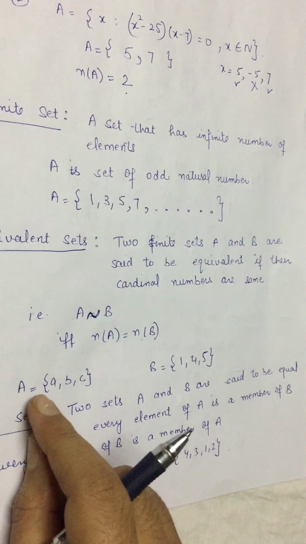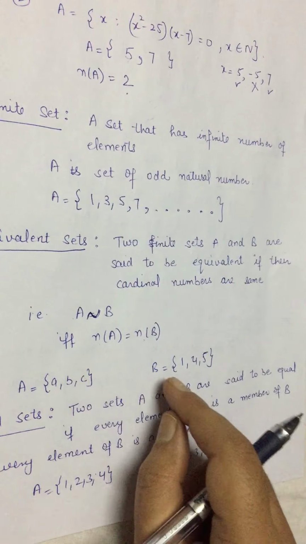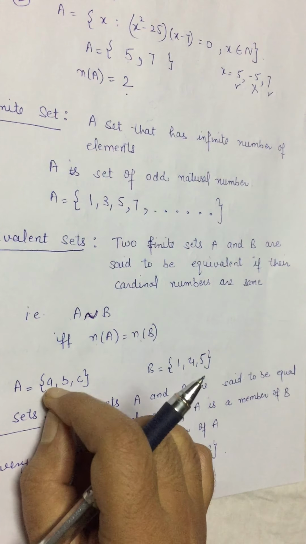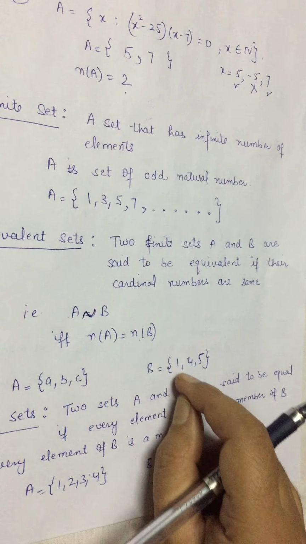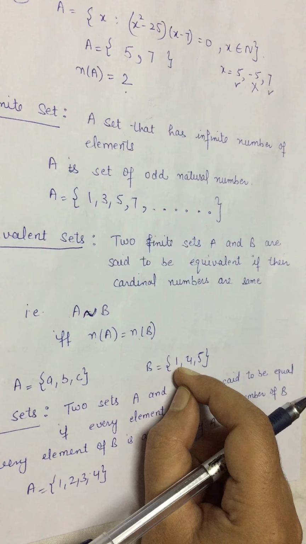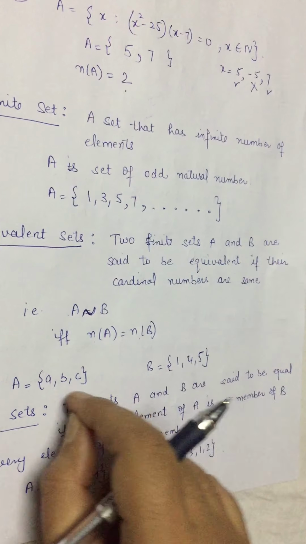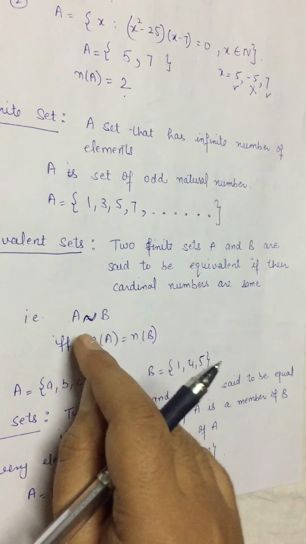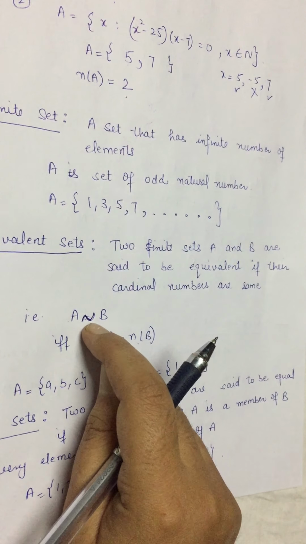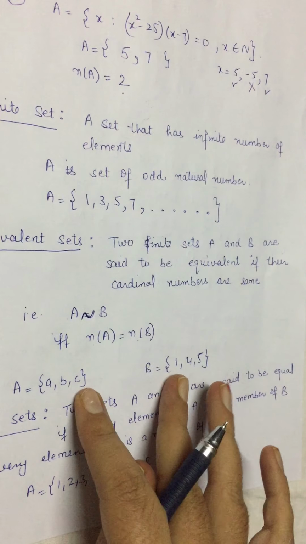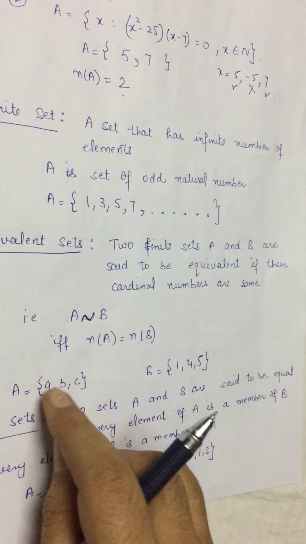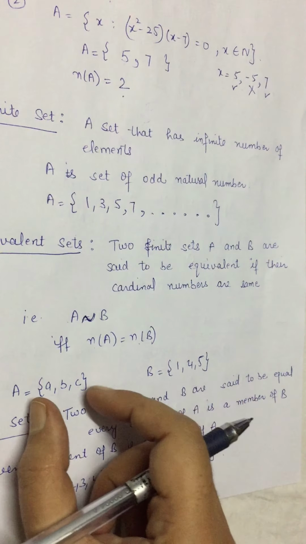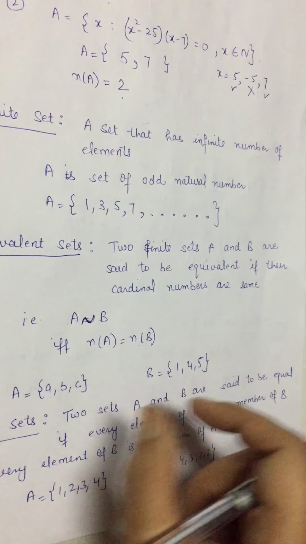Like I am taking an example: A is {a, b, c} and B is {1, 4, 5}. If I count the number of elements in A, they are 3, and if I count the number of elements in B, they are also 3. So the number of elements is the same, which means these two sets are equivalent, and we use this symbol to represent equivalency. In equivalency we don't consider the elements themselves, we only consider the counting of elements. The counting should be the same.